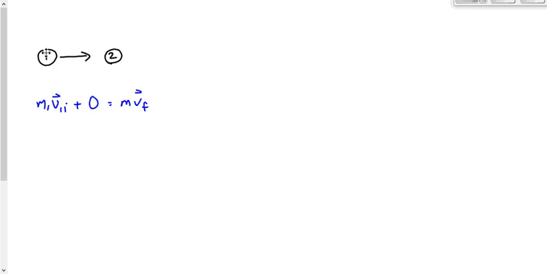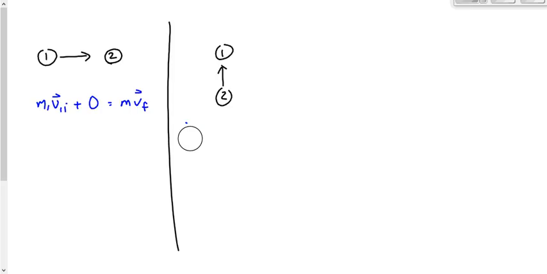Now, a couple of weeks ago, we also looked at problems like this, where maybe object number one was at rest and object number two was moving towards object number one. In this case, we would say zero, because object number one is at rest, plus M2 V2 I, and again, let's say they stick together just for this question. MVF, the total mass times the final velocity. We know how to do this question, right? We did a good job on this one as well.